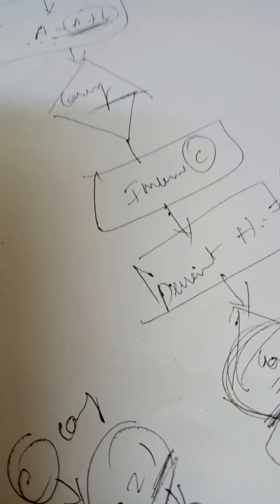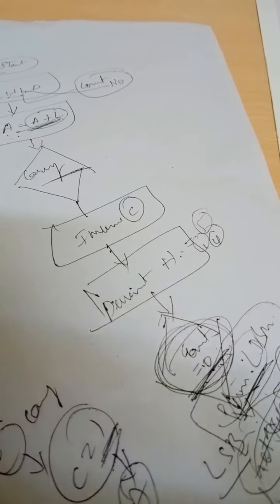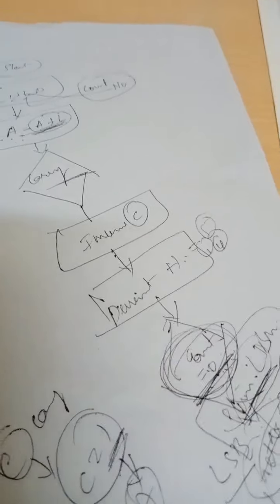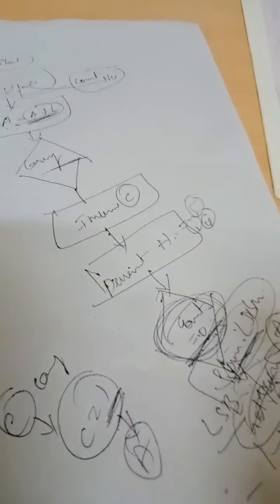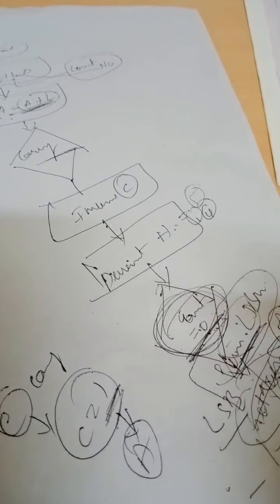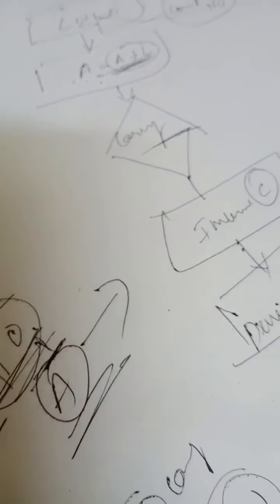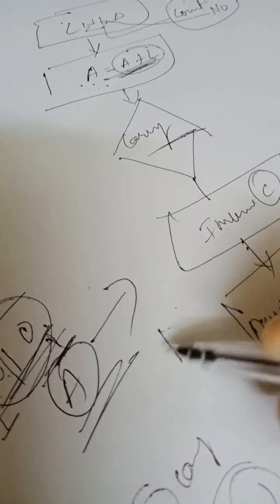Whatever carry is there, we have to move it to some other register. To which register should it move? It should move to the A register. Why? Because the A register can only be in contact with the memory location. Other registers cannot contact the memory location.